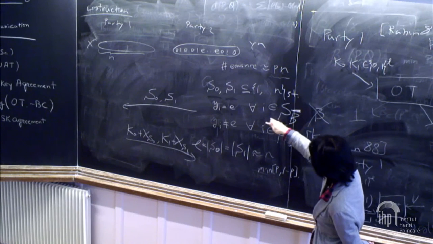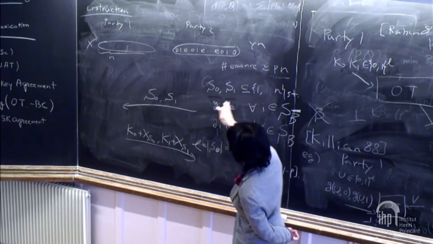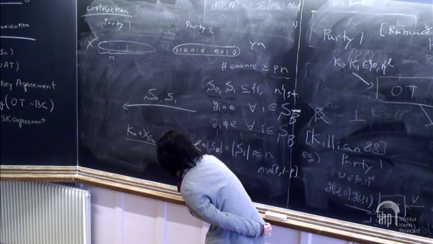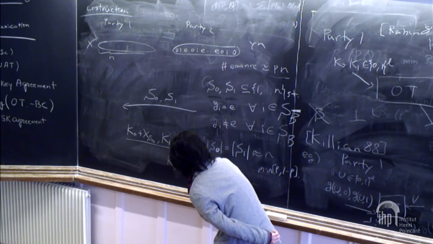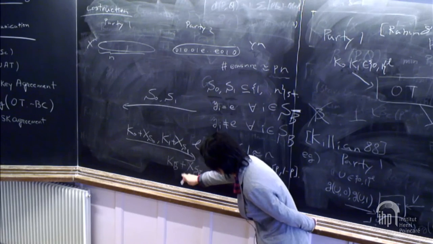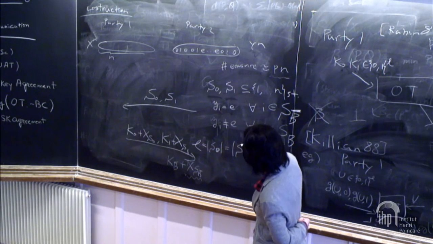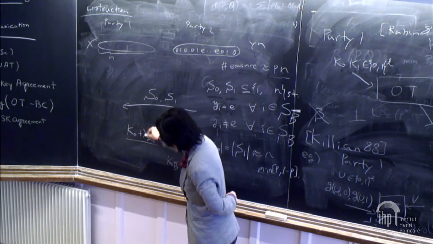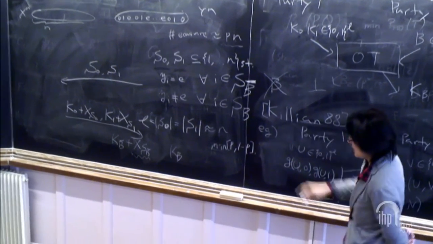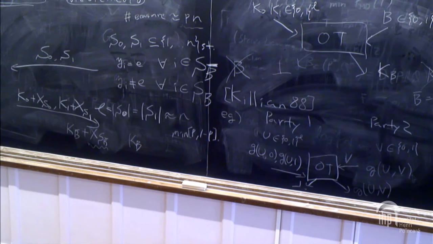Because for indices that correspond to B complement, Y_i is erasure, the second party does not know the value of X_i. So the second party does not know the value of this, and it plays the role of a kind of secret key. The second party cannot get K_B complement, but because of this condition, the second party can subtract this and get K_B only. K_B the second party can get, and K_B complement the second party gets nothing. So this is the rough idea of how we achieve this.